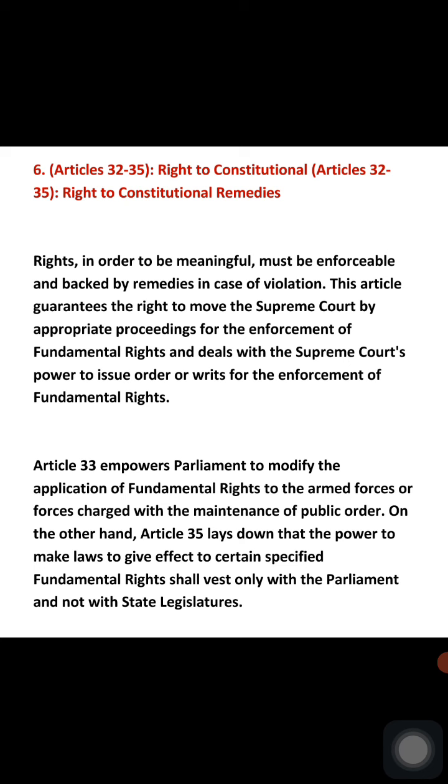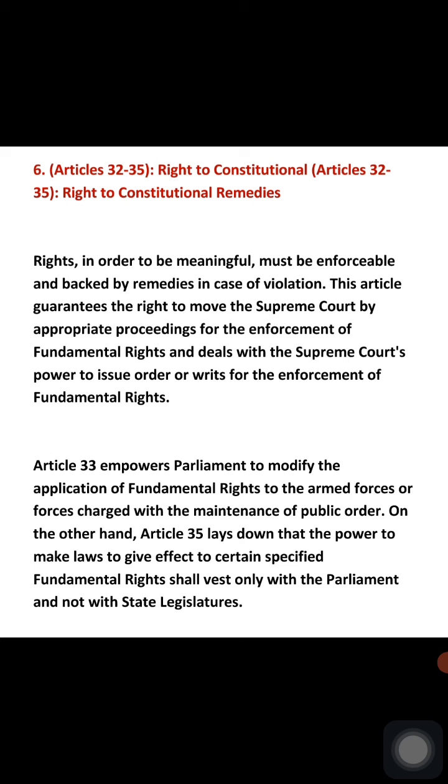This is the article which says that the Supreme Court has the power to look after whether these rights have been provided to all citizens, and in case of any violation it is enforced on them, those who are not going through the orders are put under the bars. So Article 33 empowers Parliament to modify the application of fundamental rights to the armed forces or forces charged with the maintenance of public order.